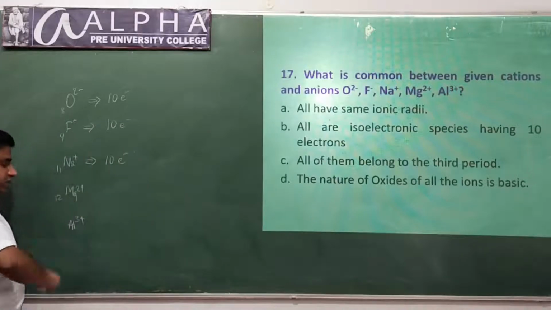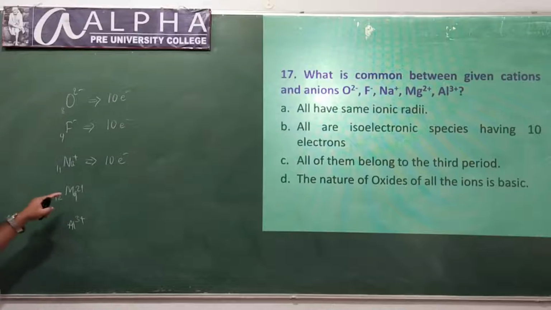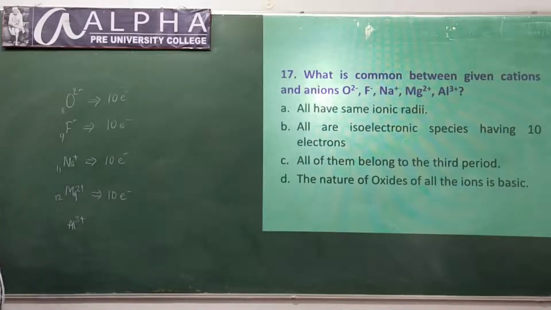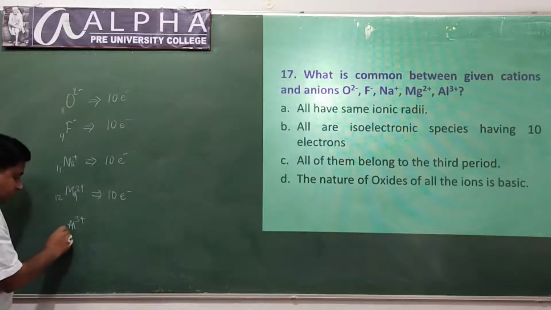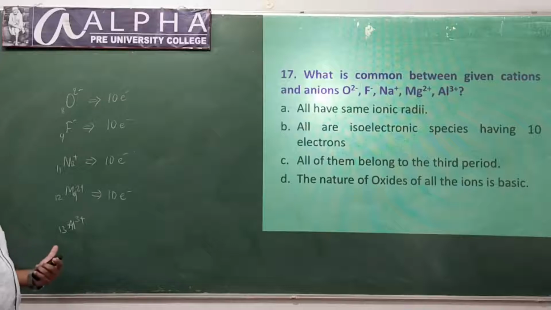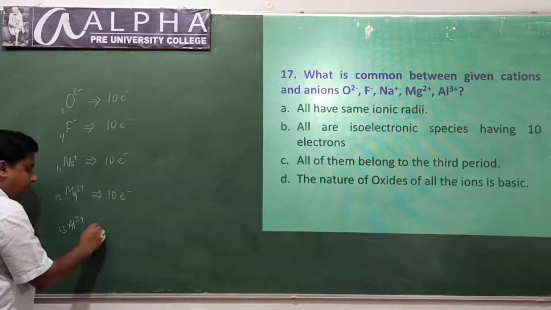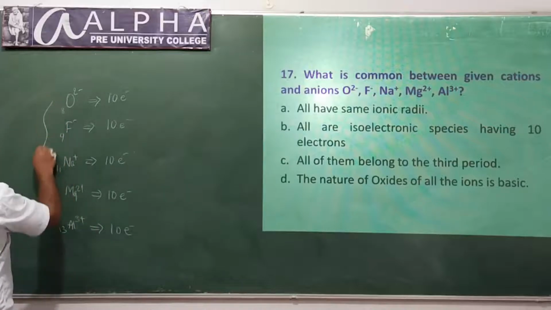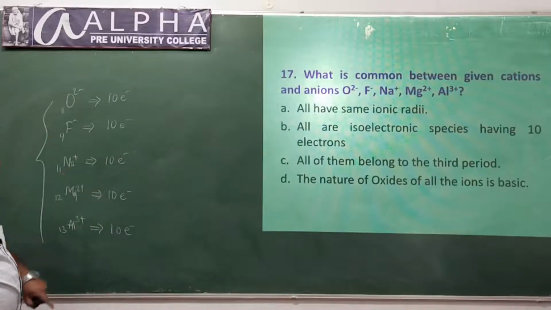So sodium, upon losing 1 electron, will have 10 electrons. The atomic number of magnesium is 12. So magnesium had 12 electrons, but upon losing 2 electrons, the number of electrons is going to be 10. Correct? Aluminium, atomic number is 13. It had 13 electrons, but upon losing 3 electrons, the number of electrons is going to be 10. So all these ions have the same number of electrons.